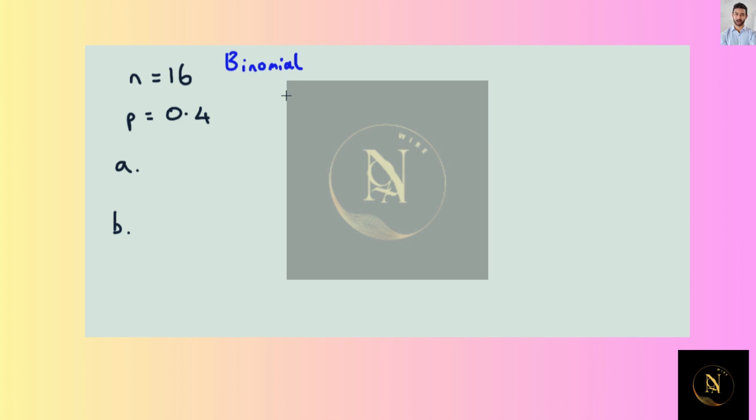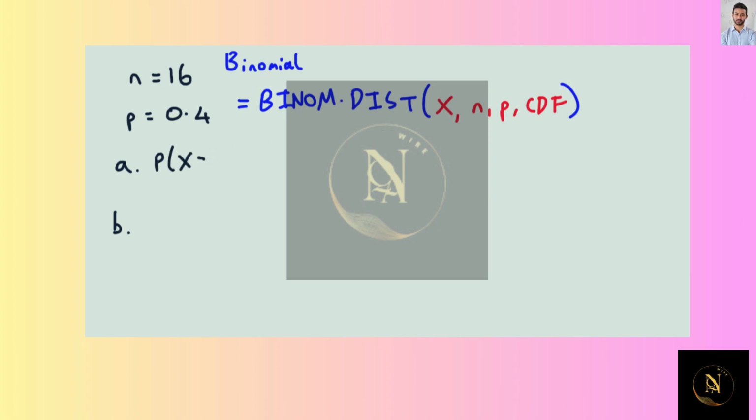I'm going to use Excel with the BINOM.DIST function. It has 4 inputs: x, the number from a sample that meet this criteria, n, p, and whether or not you want the cumulative function. So in part A, 9 or more. So probability that x is at least 9. I can't immediately put this in. Cumulative is at this point or below, not above.